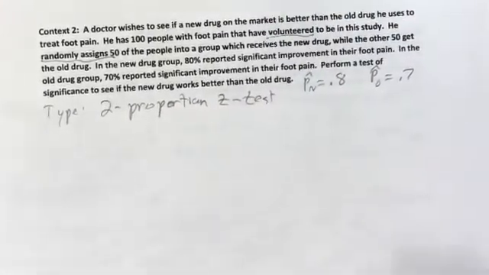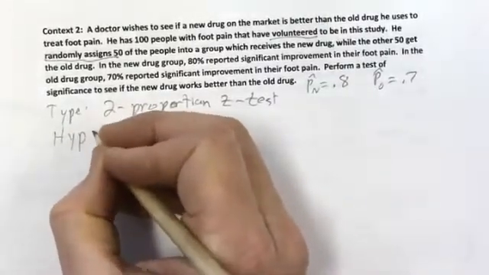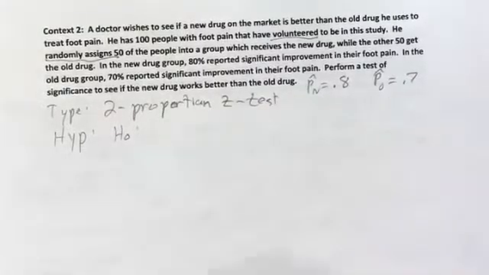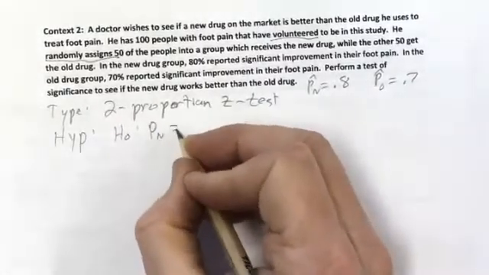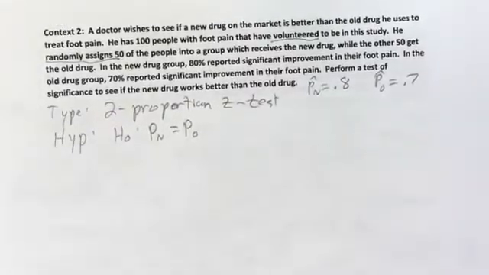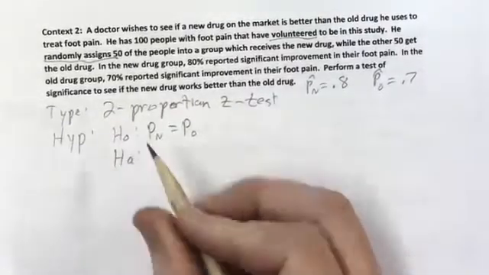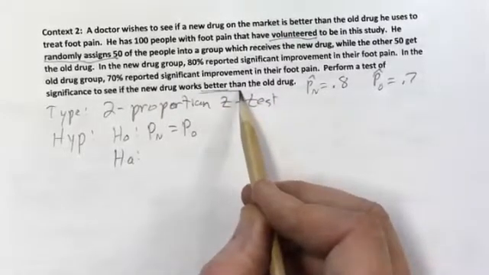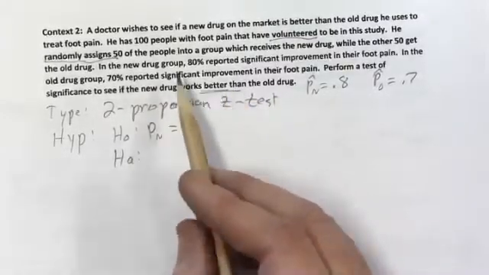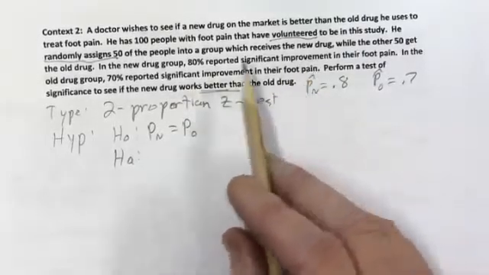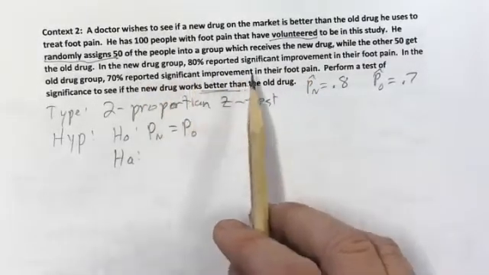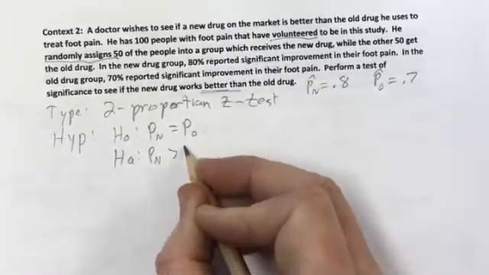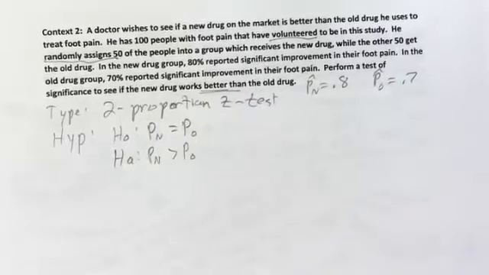Okay, and so our hypotheses. The null hypothesis is going to be, there's no difference between the population values, that P sub n is equal to P sub L. Don't put p hats there, okay? The alternative: now it clearly said that we want to test to see if the new drug works better. Well, if the new drug works better, we would expect more improvement. So P sub n would be bigger than P sub L, okay? And so there's our hypotheses.